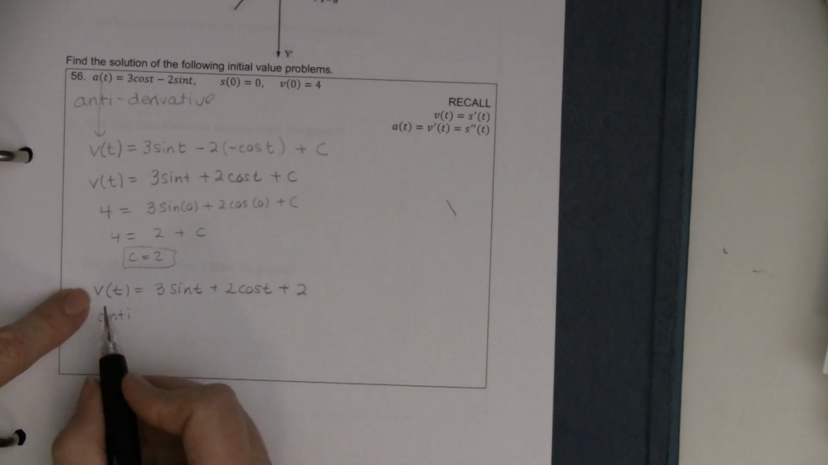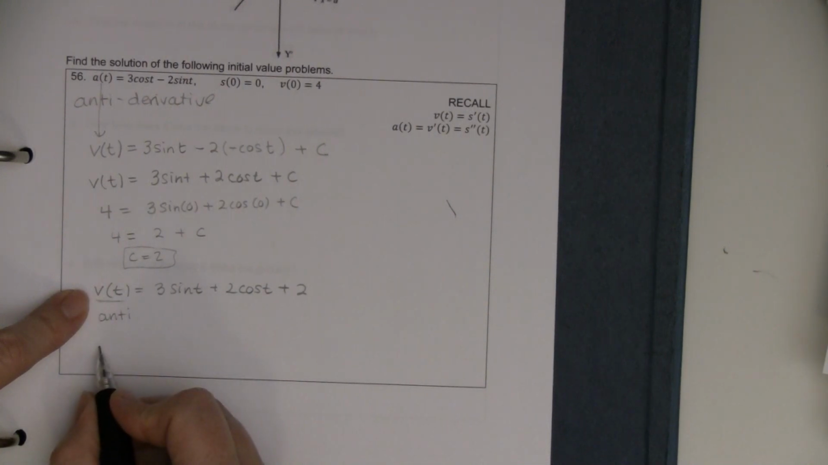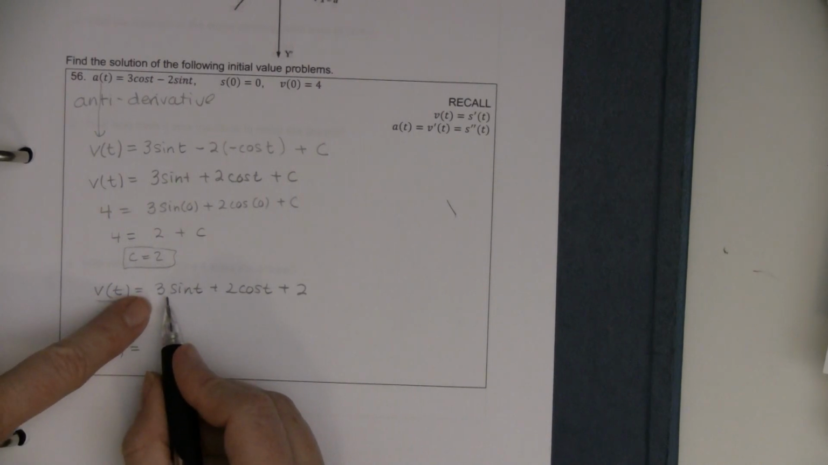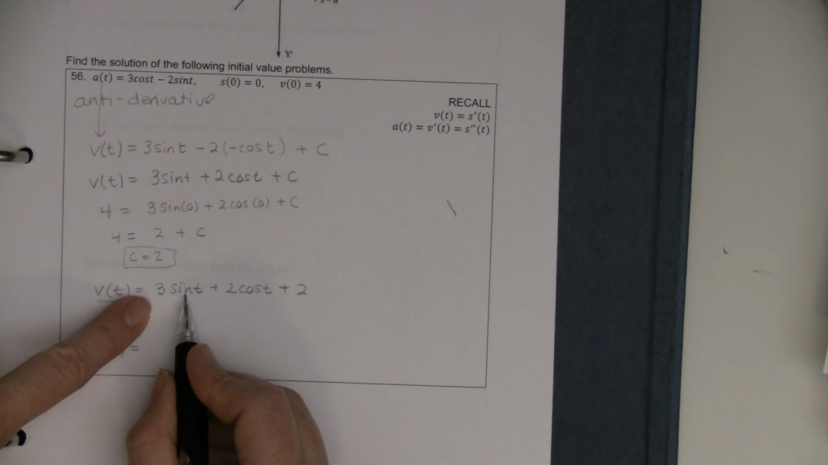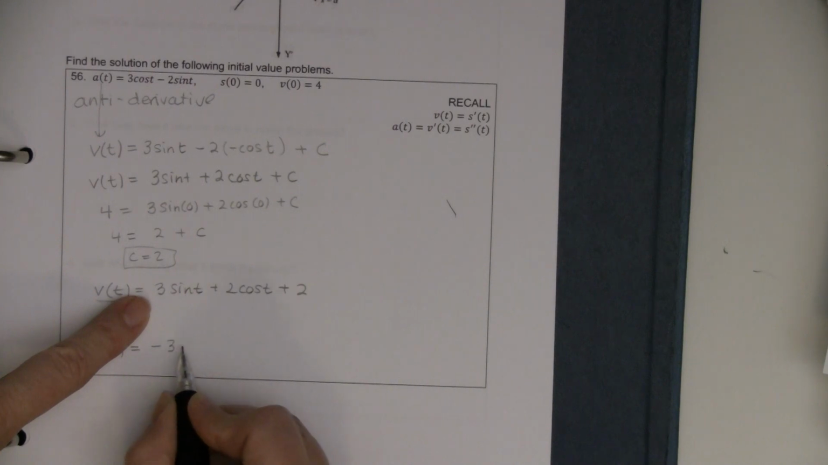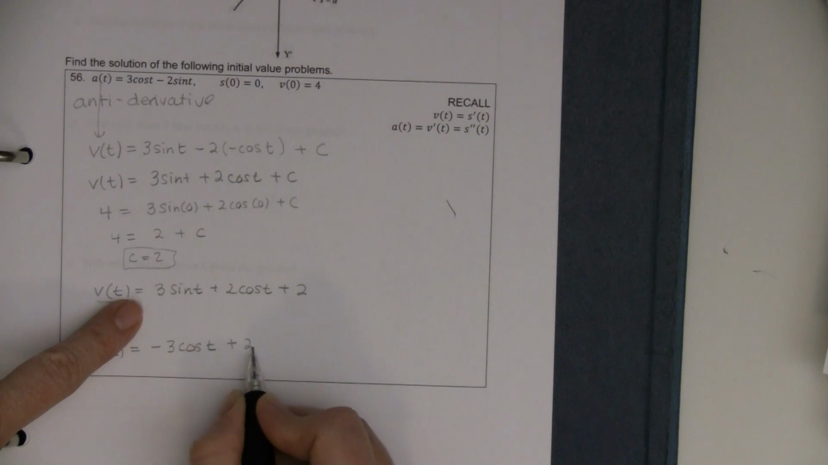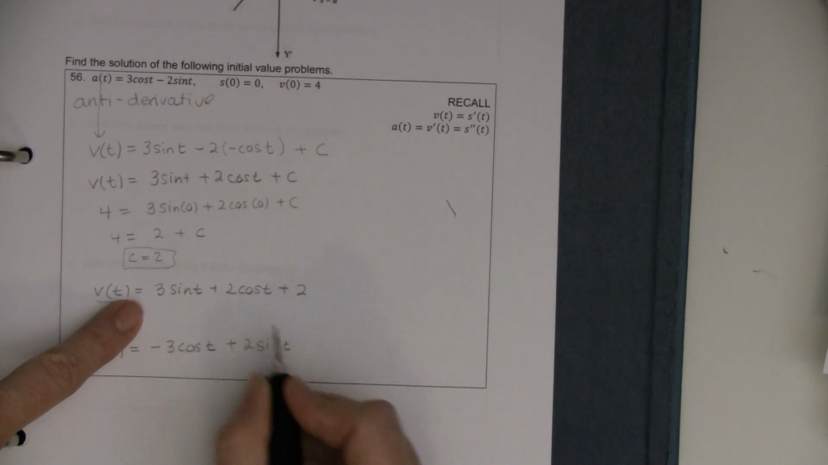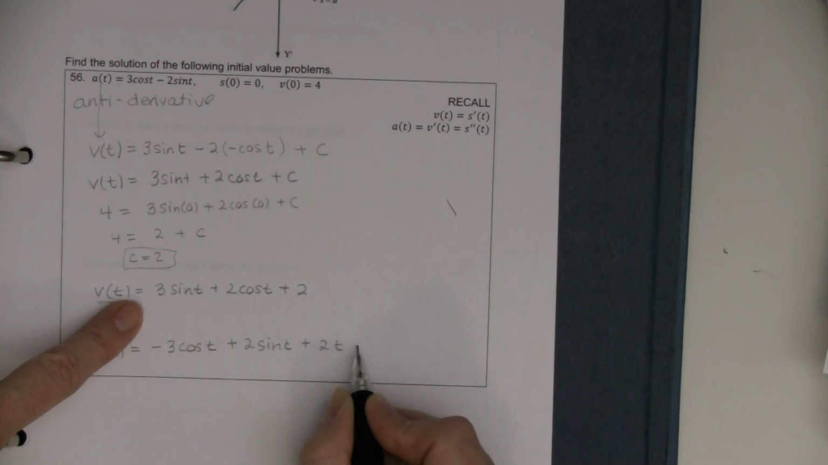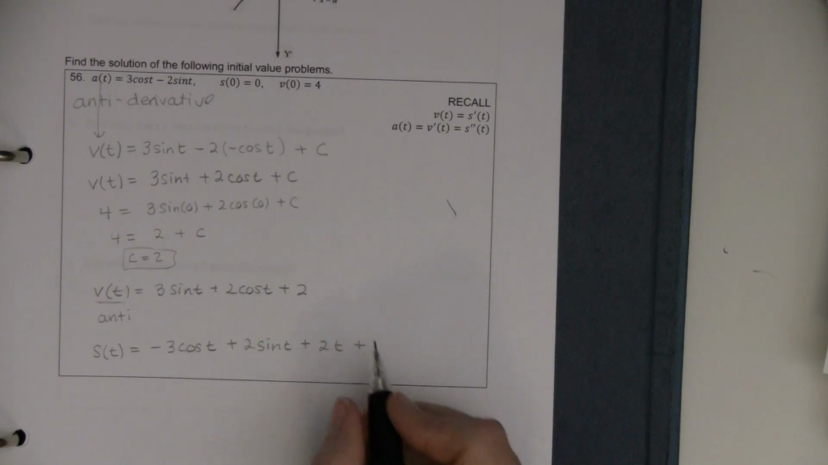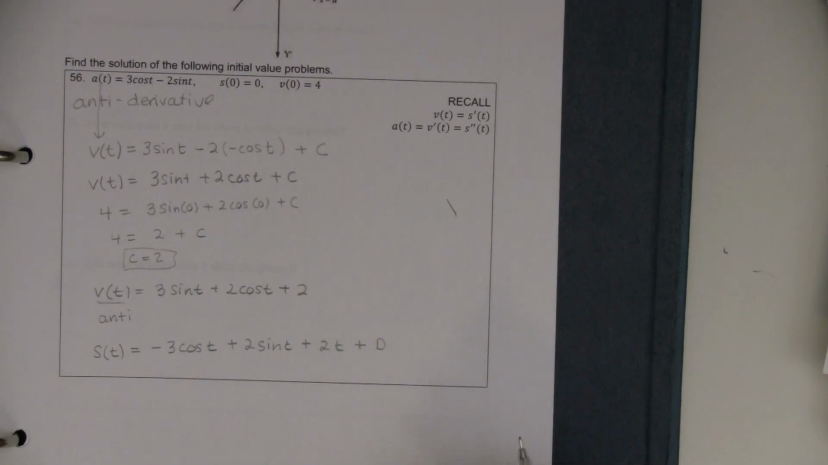Antiderivative. The antiderivative of the velocity is s, which is your distance function. The 3 holds still. The antiderivative of sine is negative cosine. So this is negative 3 cosine of t, plus 2 sine of t, plus 2t, plus c, and I could call it c. It's not going to be the same value, and if it was, it would be a coincidence, or some people like to call it something different, like d. It doesn't matter.